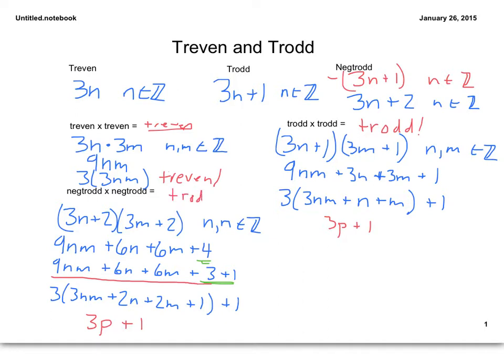So this was a little bit unexpected here, that negtrodd times negtrodd wasn't negtrodd. Negtrodd times negtrodd wound up being a trodd number. And we could have also tested that by doing things like 5 times 5 is 25, and 25 is 3 times 8 plus 1. So just experimenting, we would see that that is a trodd number. But that doesn't cover it for all cases. That's just a little bit of inductive reasoning. And what we're doing here, all of this stuff, this is deductive reasoning.